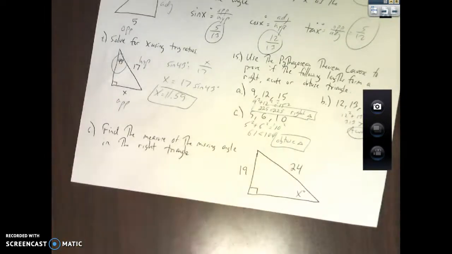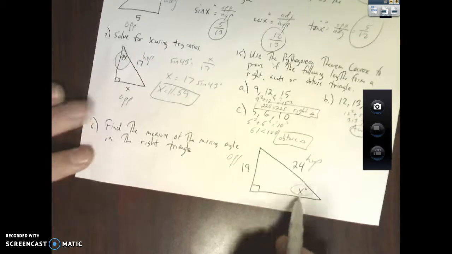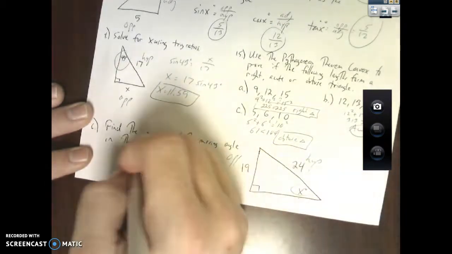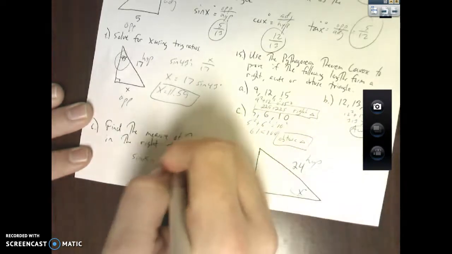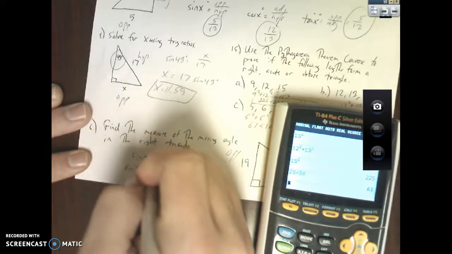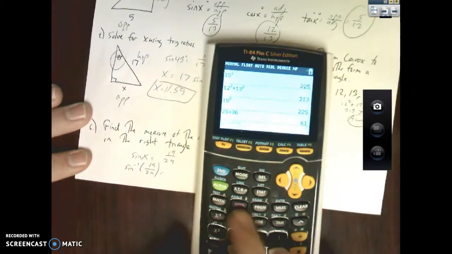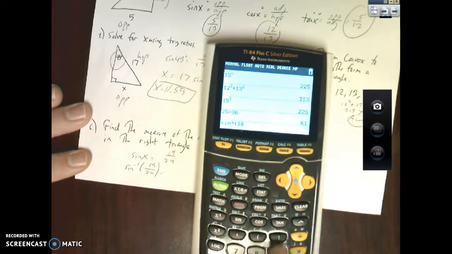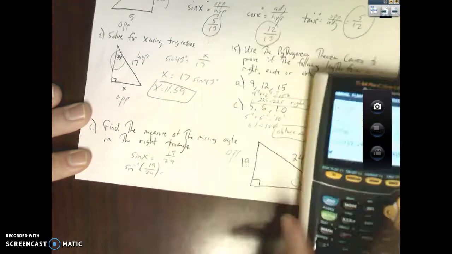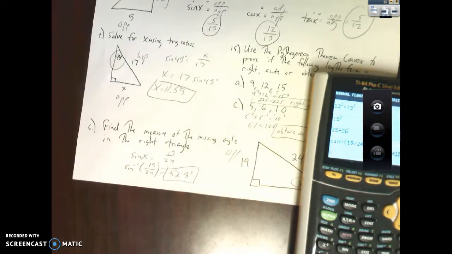Okay, and lastly, find the measure of the missing angle of the right triangle. Here's your angle. This is opposite. This is hypotenuse. I'm trying to find an angle here. So O and H is sine. Sine of x equals 19 over 24. This is the one time when you hit second sine in your calculator. So we're doing second sine, 19 divided by 24, 52.3 degrees. And you got your answer.